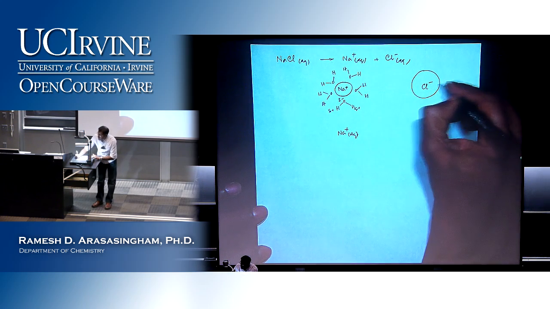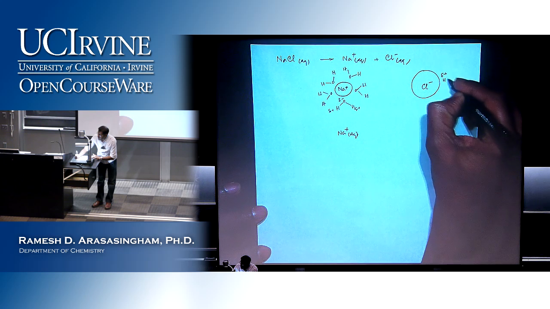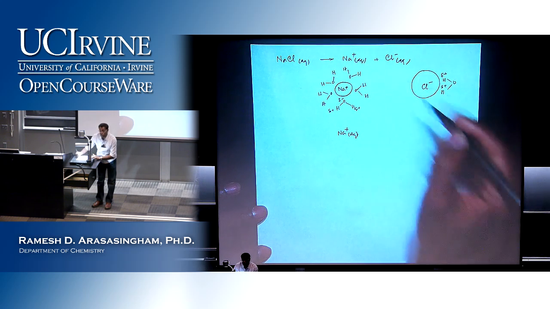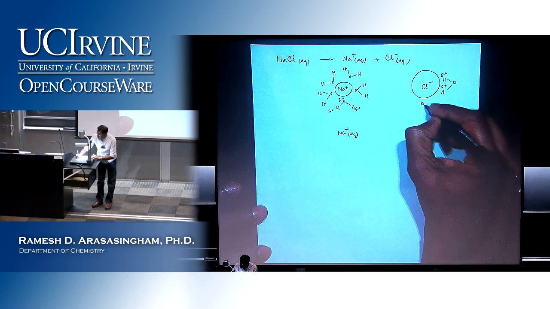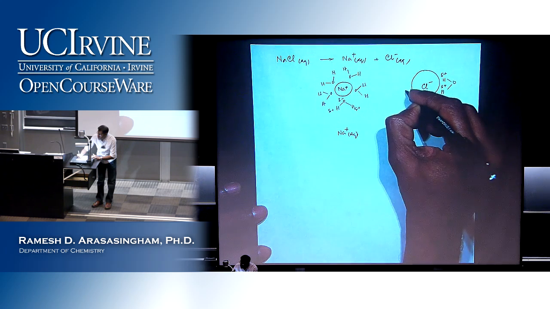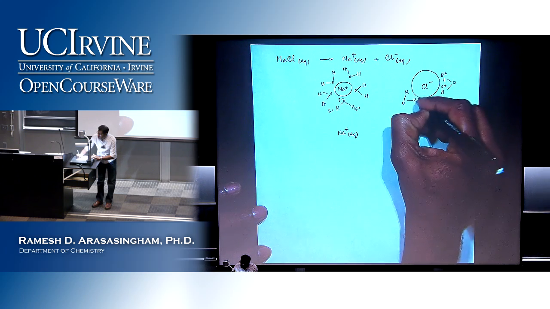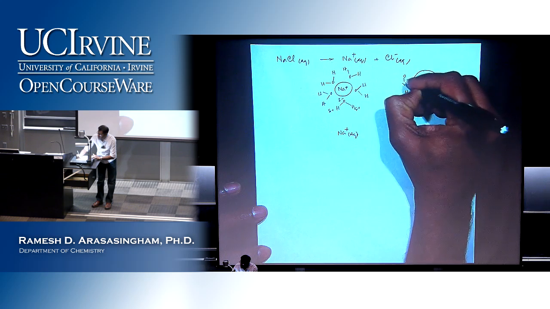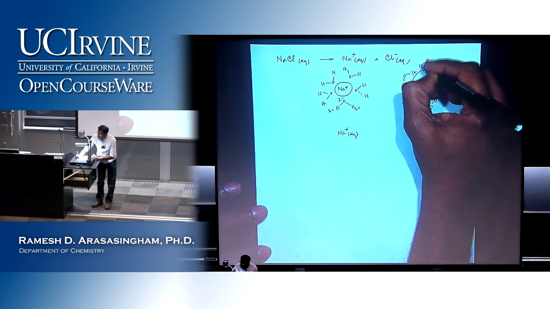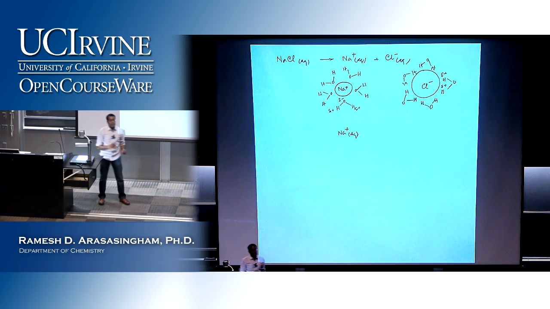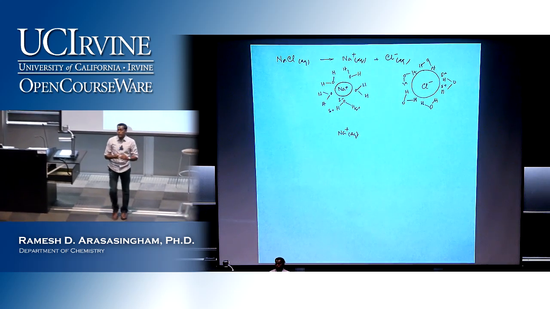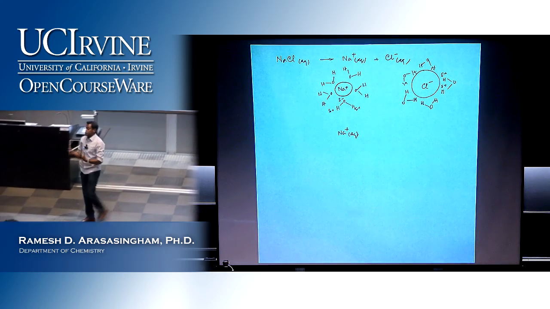So now what happens is that the delta plus end of the water molecule will be attracted to the chloride anion. And so these water molecules will wrap themselves around the anion, and this is the reason why soluble salts dissolve.